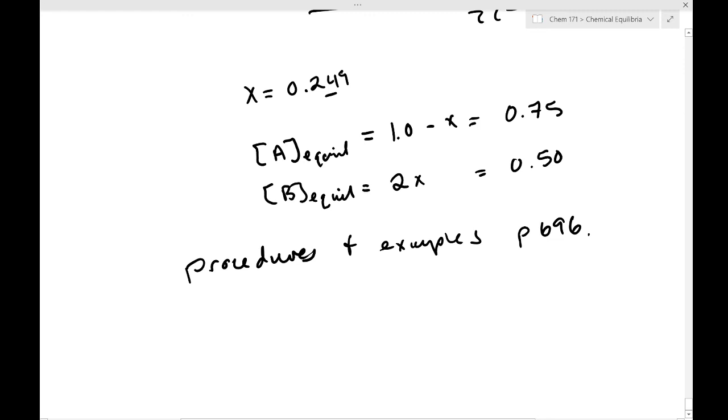Anyway, there are some procedures and examples of this on page 696. I highly recommend that you go through those examples. They will vastly help you understand this process.